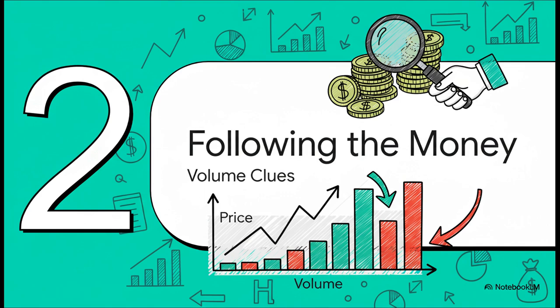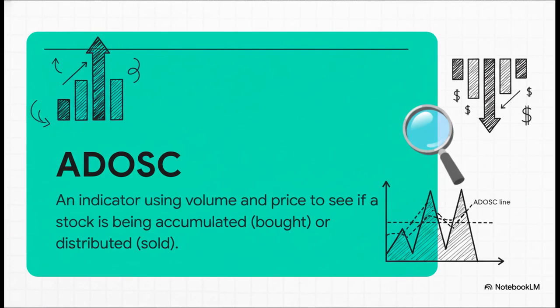So price tells us what's happening, but volume can help tell us why. By looking at volume, we can try to follow the money. Is it flowing into the stock, or is it heading for the exits? To do this, analysts use a tool with a really fancy name, the Accumulation Distribution Oscillator, or ADSC for short. But don't let the name throw you. Just think of it like a money flow detector. It sifts through all the price and volume data and gives us a simple verdict. Are more people buying or selling?